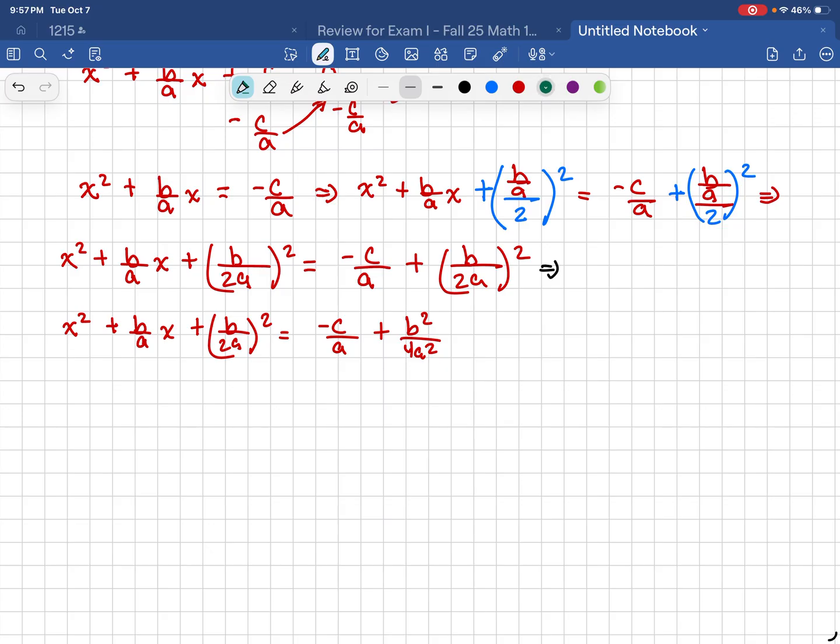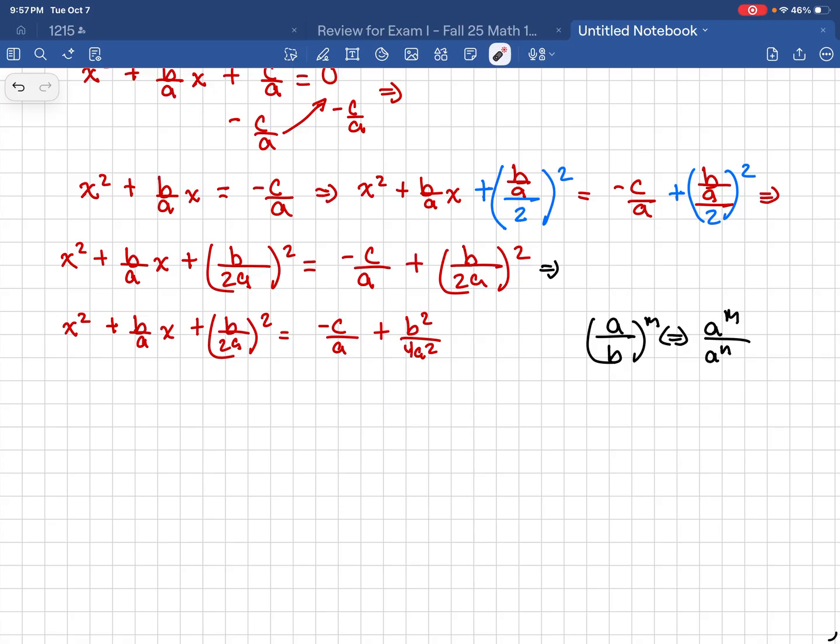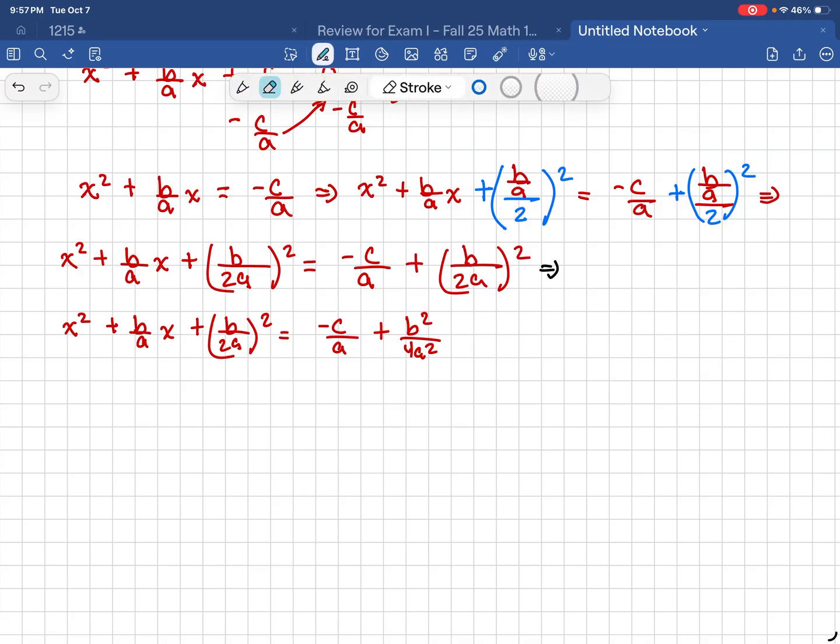And this is because if I have an exponent in the form of a over b to the power of m, this is the same thing as a to the m over b to the m. So using this property, I was able to change this from this. So now we're going to erase this, just in case. We need a little bit more space.